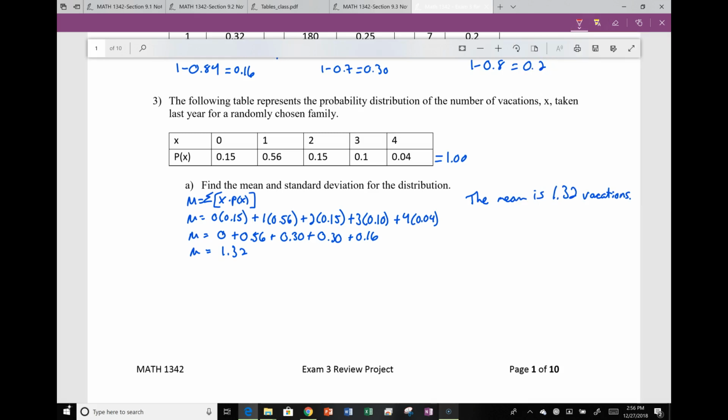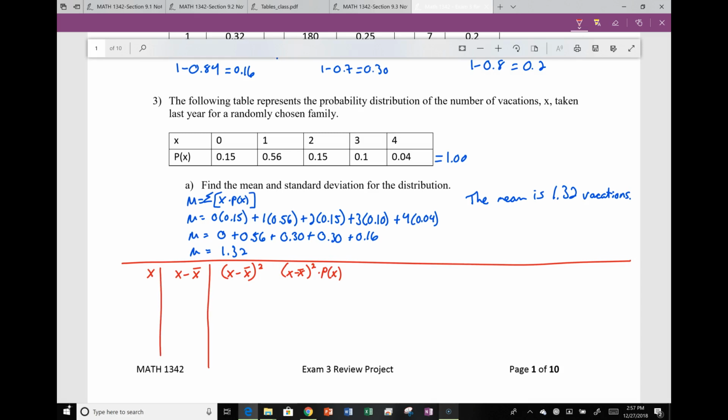Now I'm going to draw a line here, because now we want to find the standard deviation. In order to find the standard deviation, we must first find the variance. Recall back from chapter 3 when we had the value minus the mean, and the value minus the mean squared. We're going to do the same type of process here, except we're going to add a last column, the value minus the mean squared times its probability. And we're going to do this for each of the values. So we have 0, 1, 2, 3, and 4.